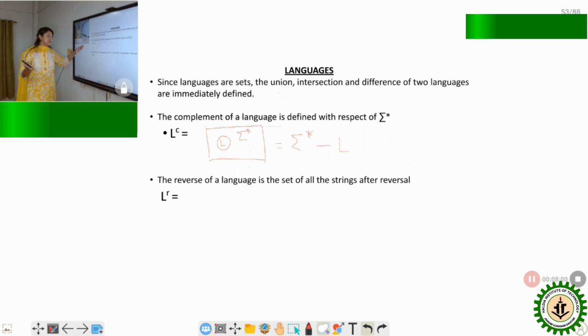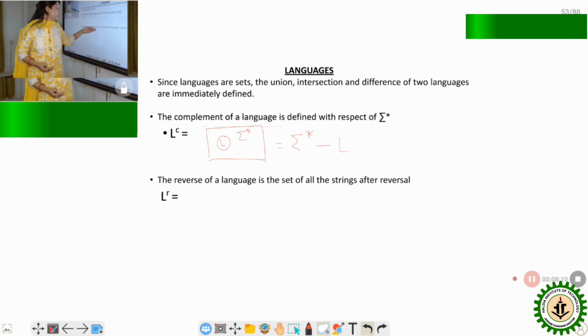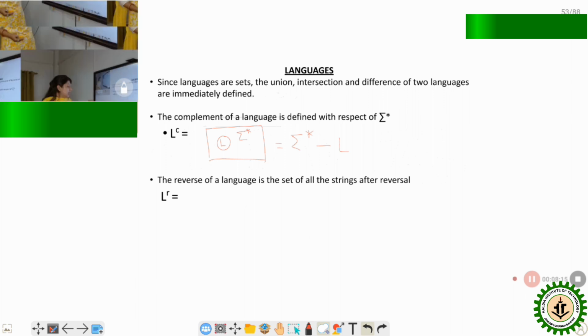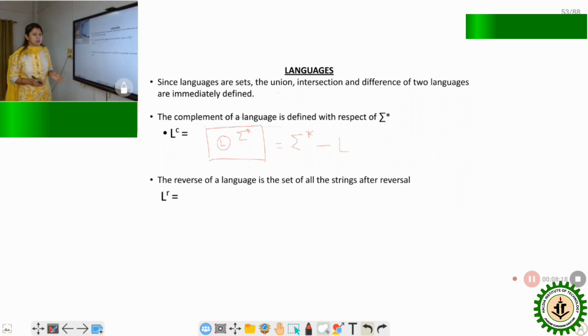Same as the complement of a set. So now we come to the reverse of a language, which is the set of all strings after reversal. L to the power R means the reverse. L contains the strings which are accepted by some machine, and L to the power R is the set which contains the reverse of the strings present in L.